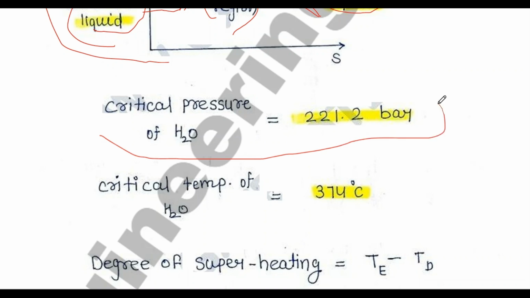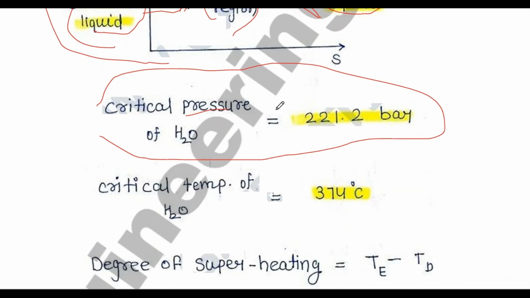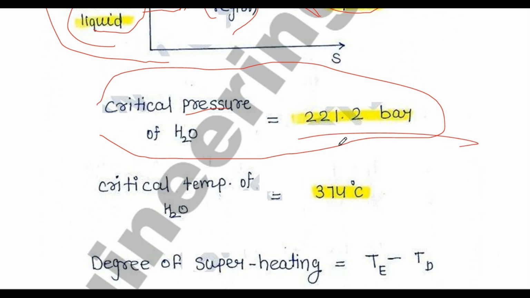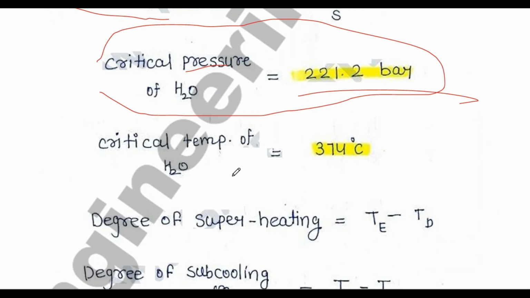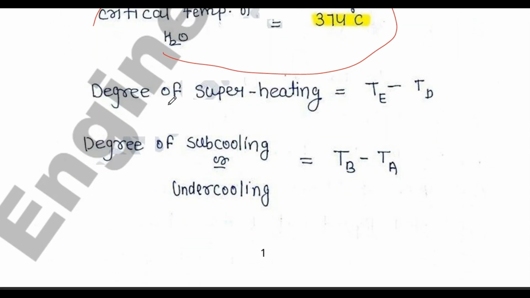So, critical point. The critical pressure at the critical point is 221.2 bar, and the critical temperature is 374 degrees Celsius.